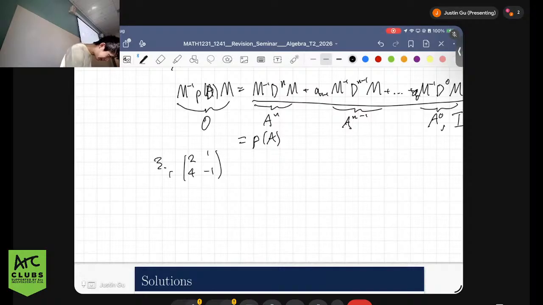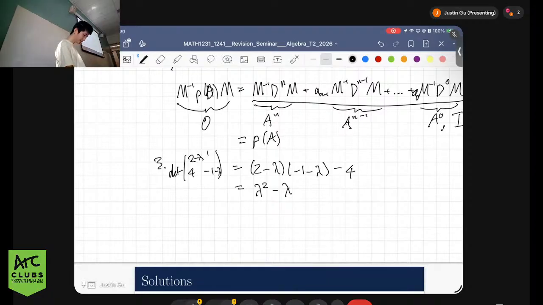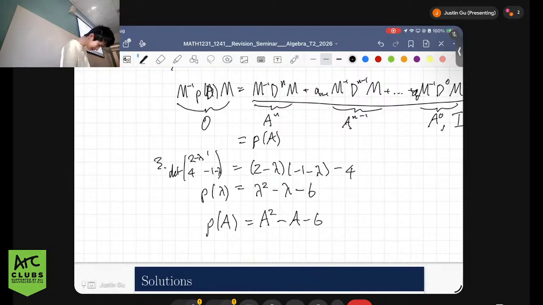So the determinant of this minus lambda equals 2 minus lambda times negative 1 minus lambda, minus 4. It's going to be lambda squared minus lambda minus 2 minus 6. So P of lambda equals this. We know from part 2 that P of A equals A squared minus A minus 6 equals 0, the zero matrix, 6I. So we get that A squared equals A plus 6I as desired.